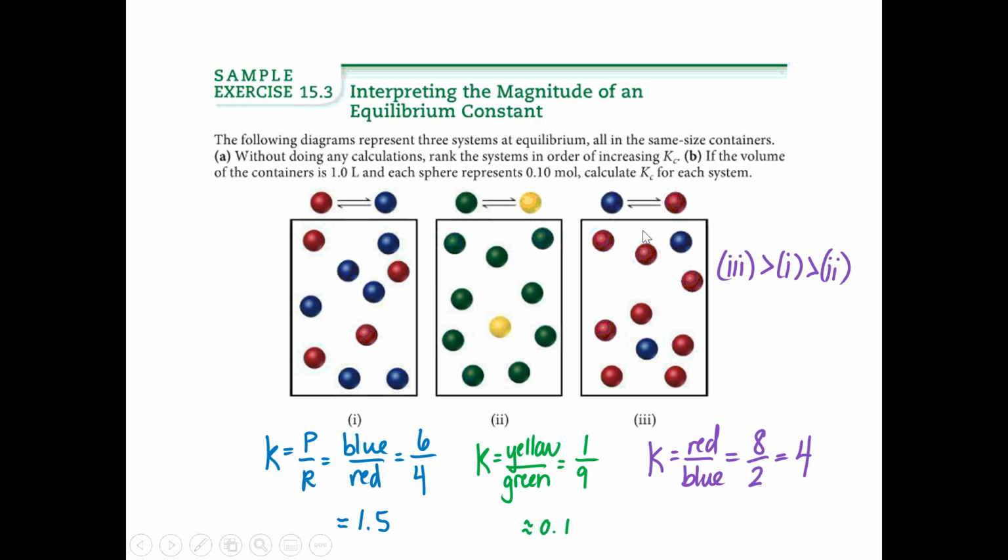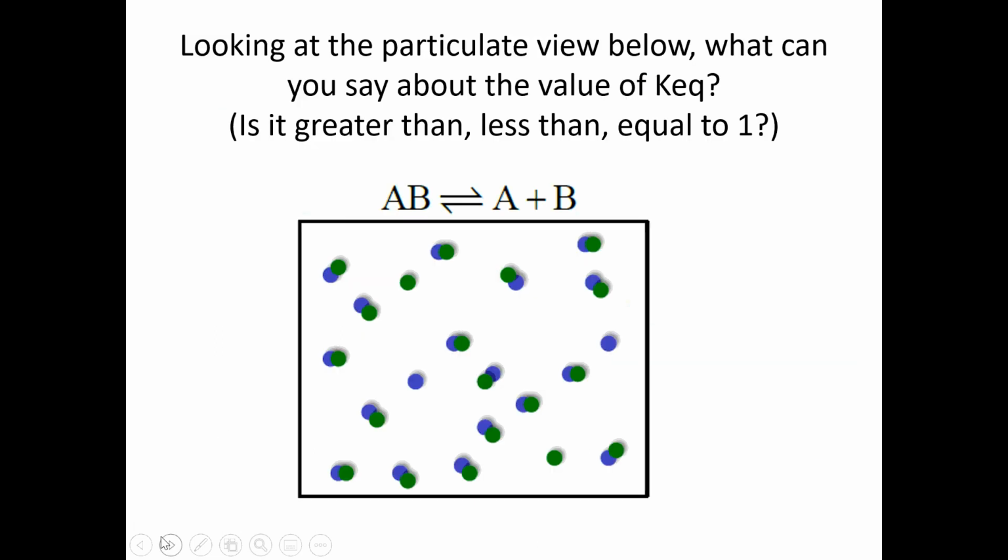And then over here, our products are red. We have 8 reds for every 2 blues. So our K value, that ratio of products to reactants, is 4. So we can see how this K value is giving us a sense of whether we have more reactants or more products. In this third one, it's got a K value of 4. It's got a lot more products than reactants. In this scenario, the K is 0.1, so this one has a lot more reactants than products at equilibrium. That's what the K value is giving you a sense of.